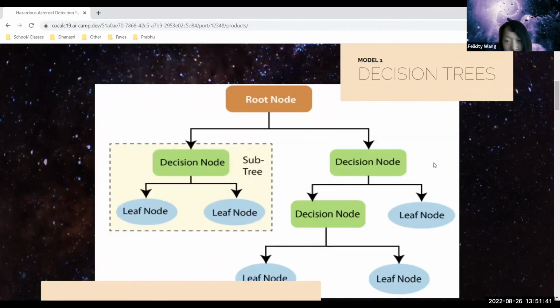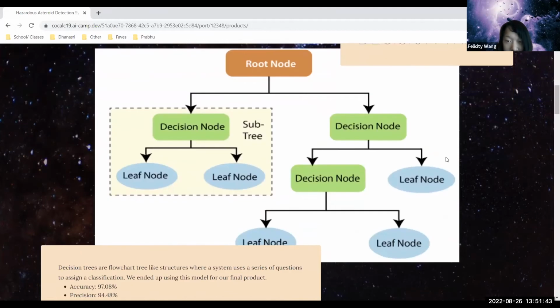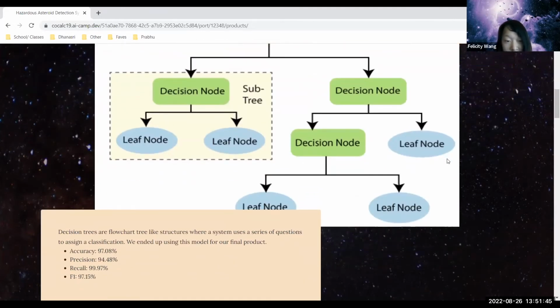So the first model we tested was decision trees, and that's actually the one we ended up using. Decision trees are like flowchart tree-like structures, where a system uses a series of questions to assign a classification. We ended up using this model for our final project because of its high accuracy, especially in the really high 90s.